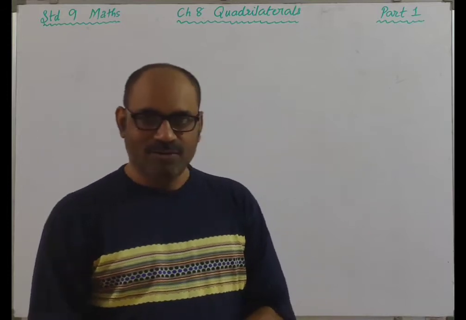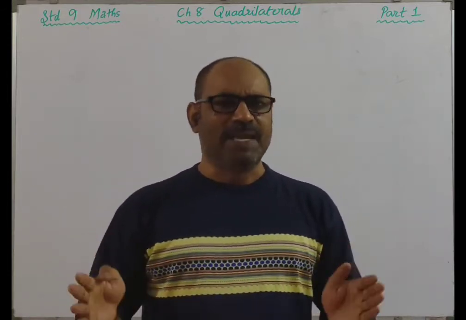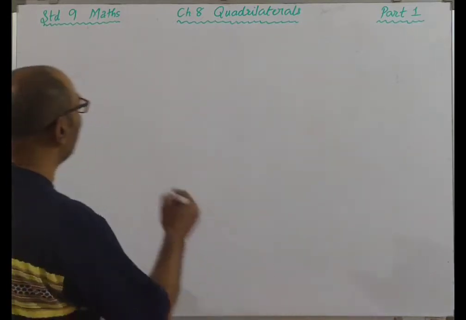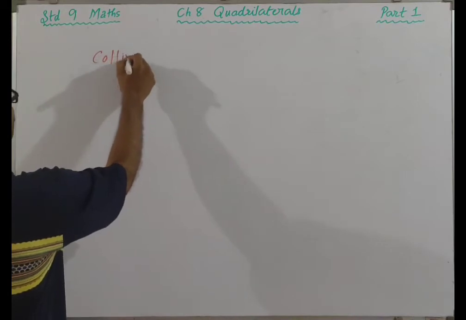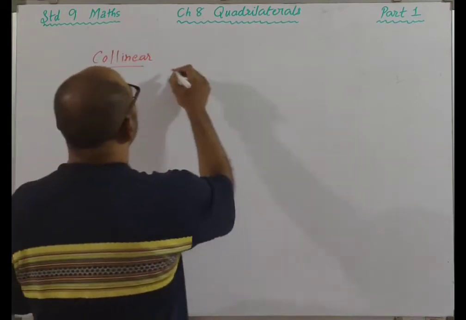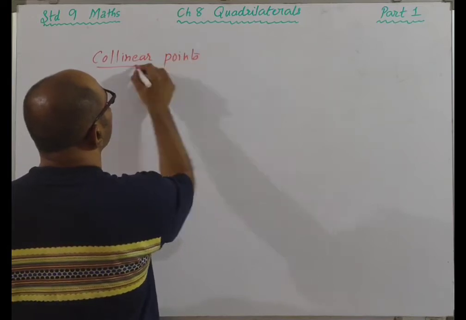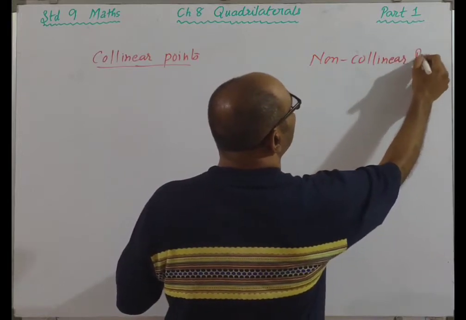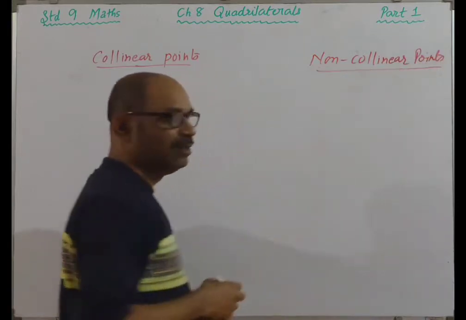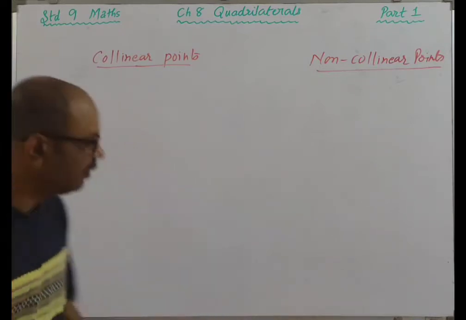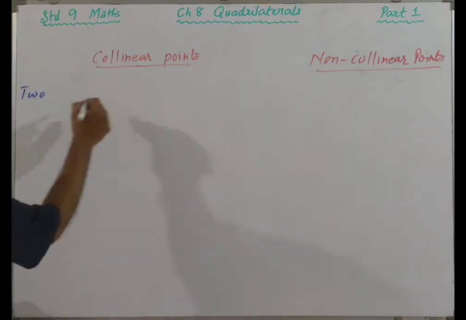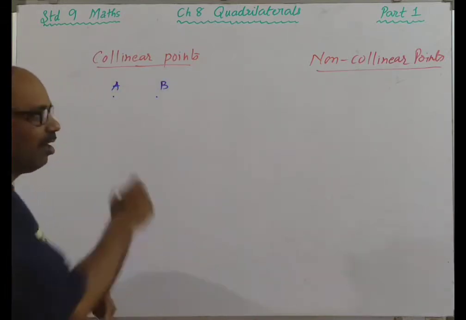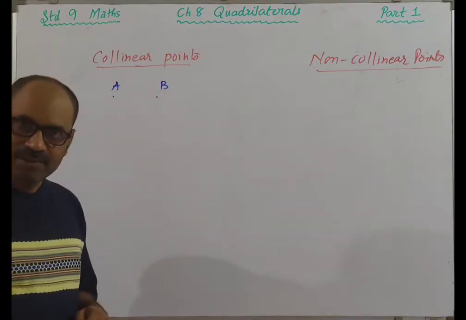Alright children. Now to understand this chapter, we begin with collinear and non-collinear points. I hope you remember them. Collinear points and non-collinear points. Alright, first I'll take 2 points. So point A and point B. They are collinear because the same line passes through them.